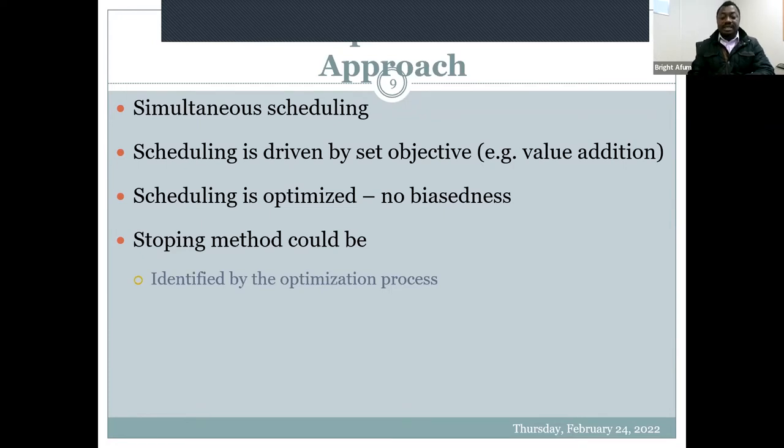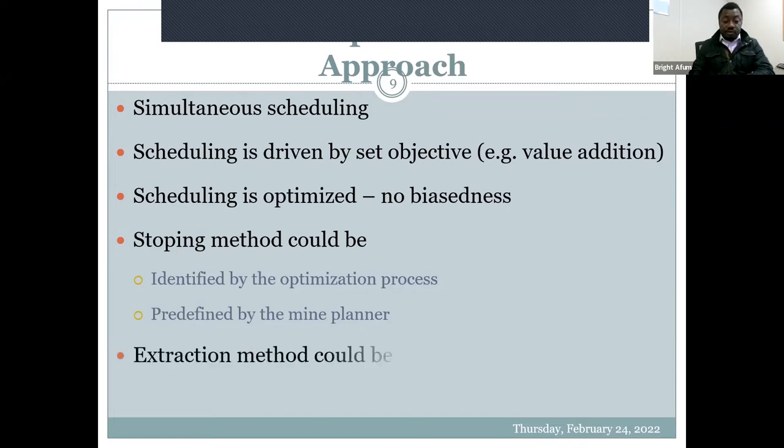And that to me is the key here. So you don't physically look at the nature of the ore body to define your stoping method. You look at the economic value of the ore body through the optimization process, and the stoping method is known. We could also restrict the optimization and tell the optimization to follow a predefined stoping method. So that can also be done. So you achieve two things. You can predefine the stoping method, or you can allow the optimizer to define it for you.